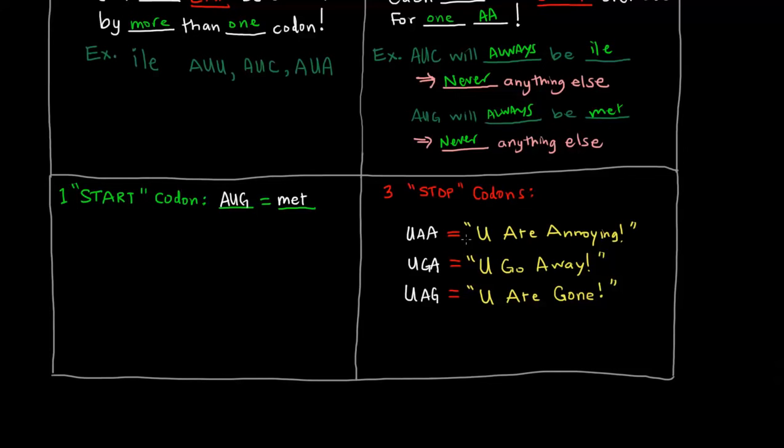How do I remember this? It's a little bit of a silly way, but everyone has a friend or a little brother or sister or cousin or anybody that is sometimes annoying. When people are annoying, you want them to stop, right? So you tell them, you are annoying, UAA, you go away. And eventually if they do go away, you are gone. So UAA, UGA, UAG. Simple, silly, but it's an easy way to remember it.